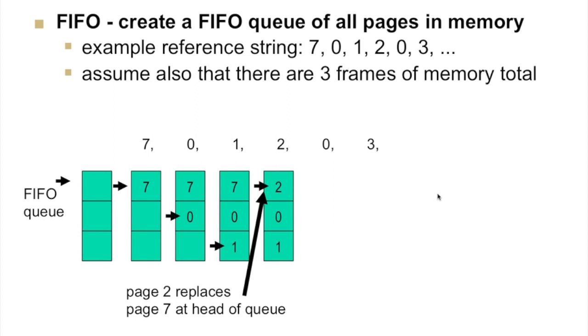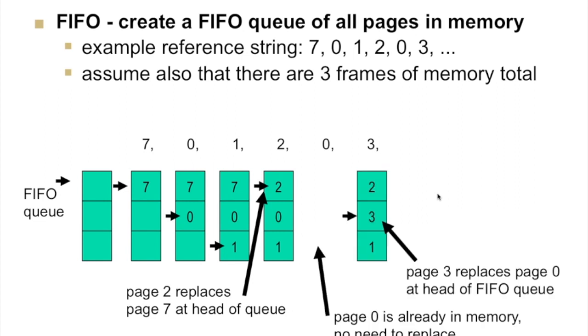Now we need to access page 0, but page 0 is already in memory. So therefore, we don't need to do anything. But then we're going to need to access page 3. Well, what's been in memory the longest? Well, we just move our pointer in our FIFO queue, and it's going to be 3. So we're going to replace 3. It'd be 0. We're going to replace 0 with 3. And we just keep doing this for the whole sequence.